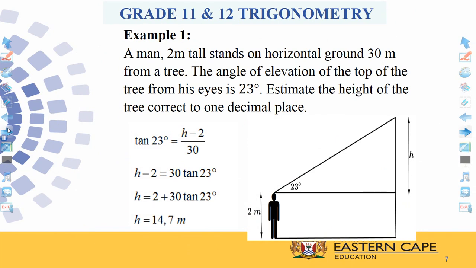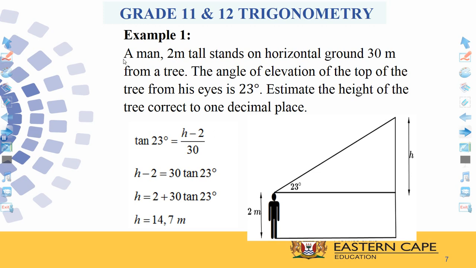Of course, it's the keywords that are very important here. So, for instance, let's take this example. A man 2 meters tall stands on horizontal ground 30 meters from a tree. That means this man is 30 meters away from the tree. Now, the angle of elevation of the top of the tree from his eye is 23 degrees. Right? Estimate the height of the tree. Now you must go to the diagram and read what you are reading together with the diagram.